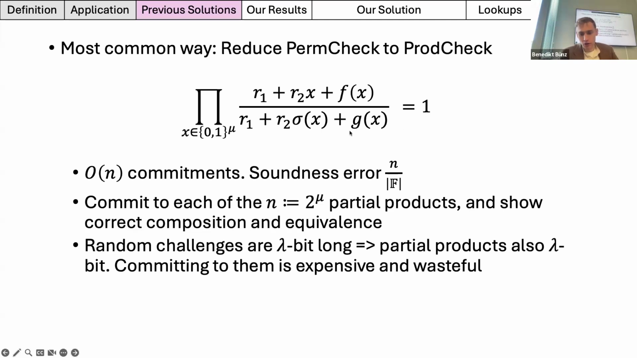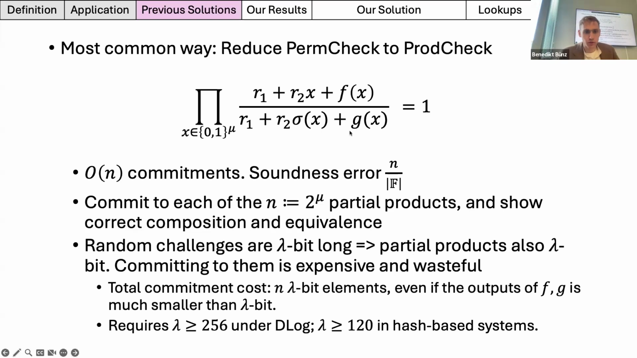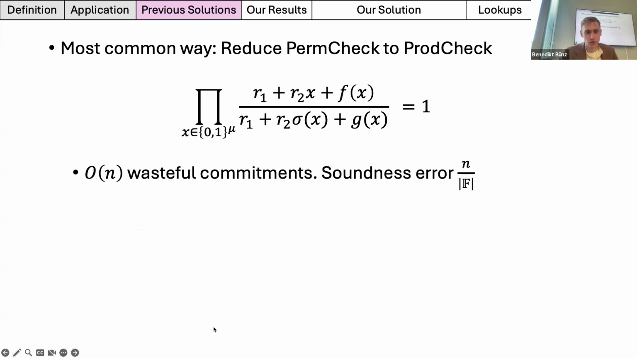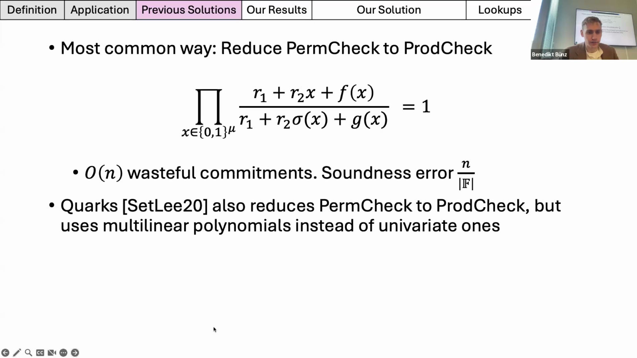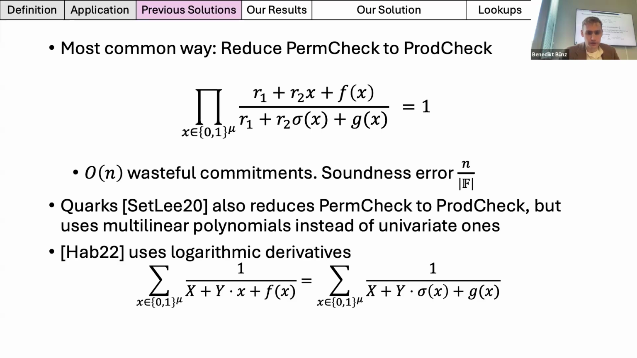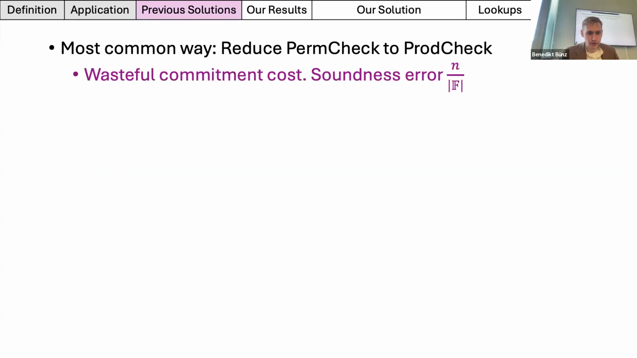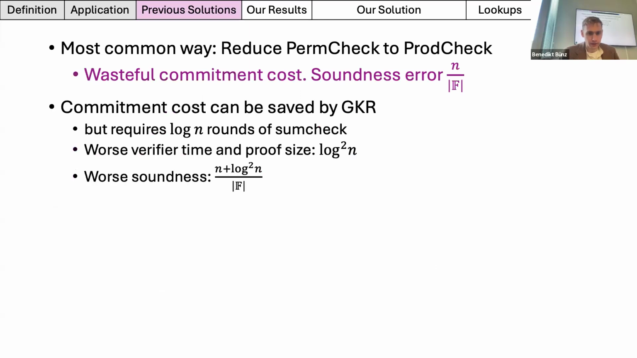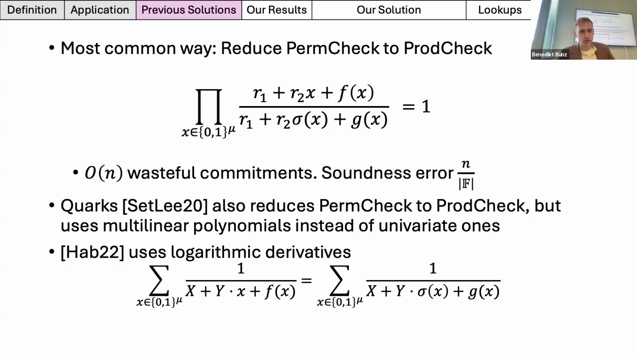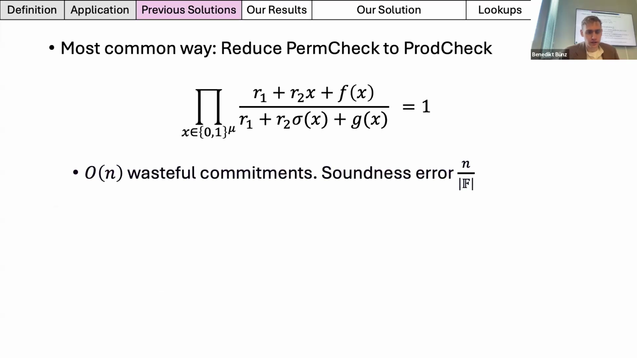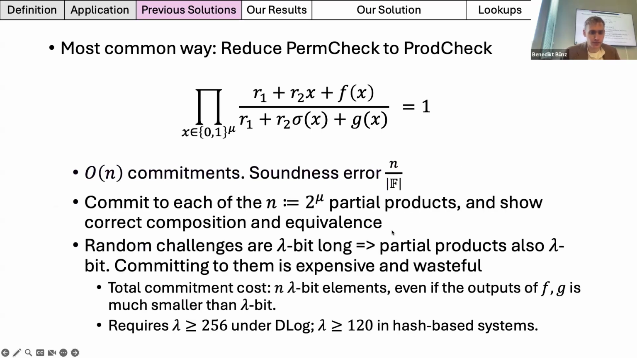Actually, we'll talk about that in a second. And I need lambda, so it's going to be 256 under the discrete log assumption and 120 in hash-based systems. So why do I care so much about this commitment being wasteful?